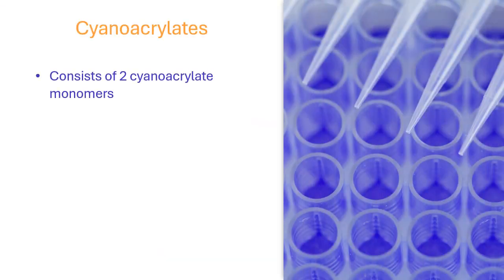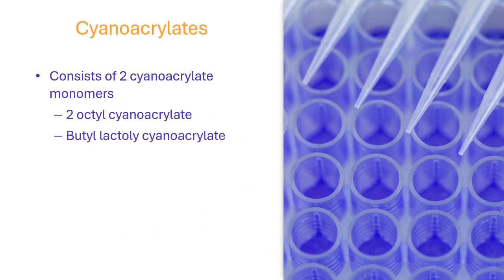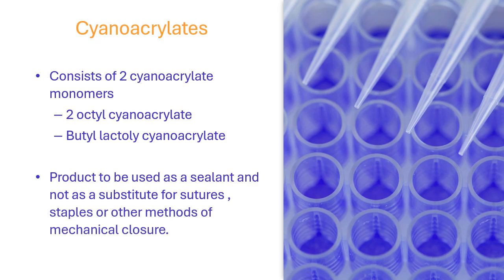The cyanoacrylate is a product which consists of two monomers of cyanoacrylate, 2-octyl cyanoacrylate and butyl lactyl cyanoacrylate, and this is formulated to biodegrade slowly and safely over 36 months, so that only small amounts of the degraded byproducts, for example formaldehyde, are produced at any given time. The cyanoacrylates are intended to be used as a sealant and should not be used as a substitute for sutures, staples, or ligation clips, or any other methods of mechanical closure. It should only be applied after vascular control is obtained.